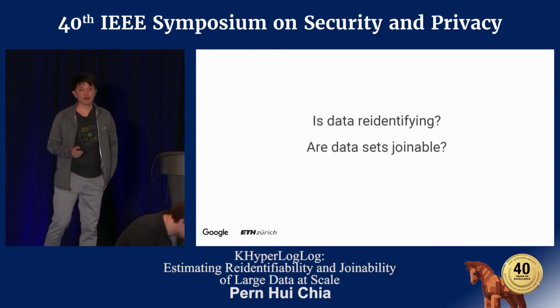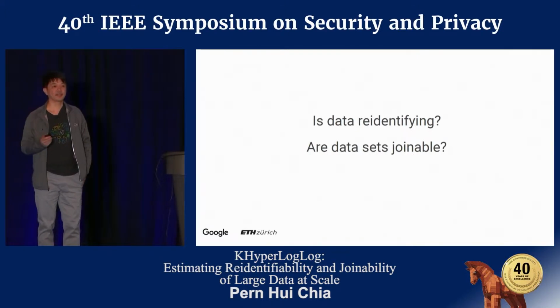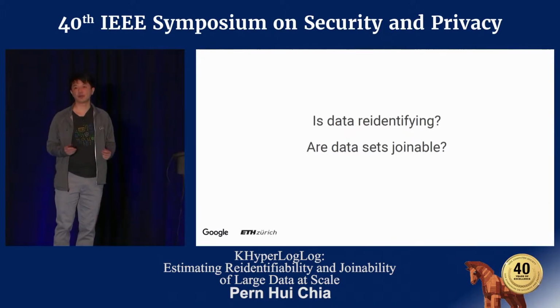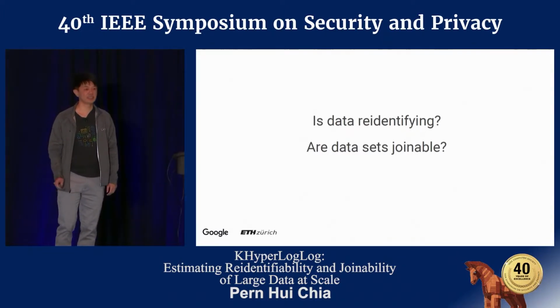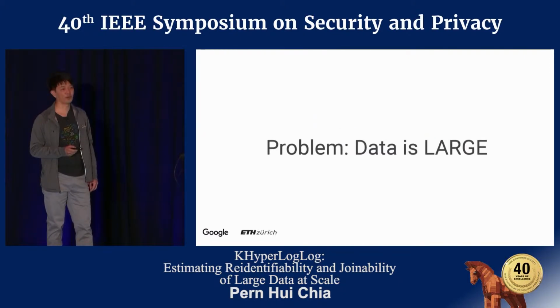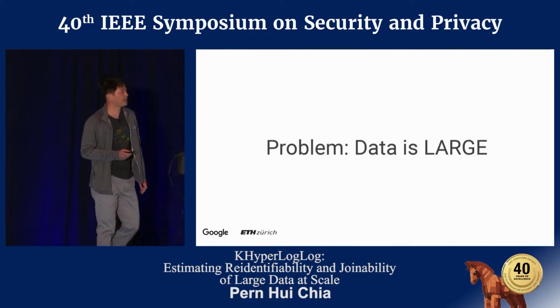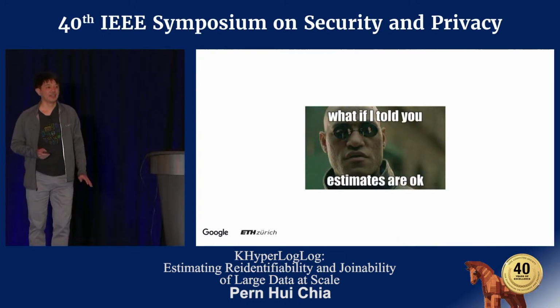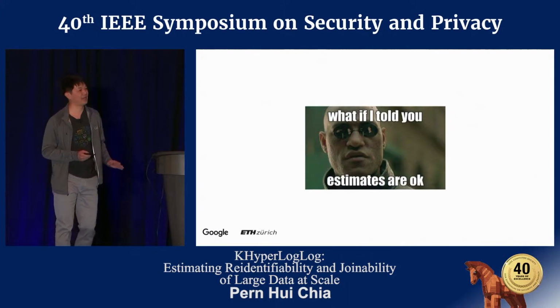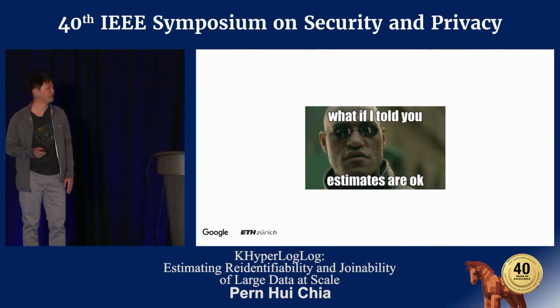Two questions that we often ask in privacy are whether a data set is potentially re-identifying and whether data sets are potentially joinable in a way that poses re-identification risk. The metrics to answer these two questions are relatively straightforward, but the challenge lies with scalability. Can the analysis scale to analyze huge data efficiently? Our approach to this is by approximation. And we have designed KHyperLogLog to explicitly answer the two questions that we asked in the beginning.